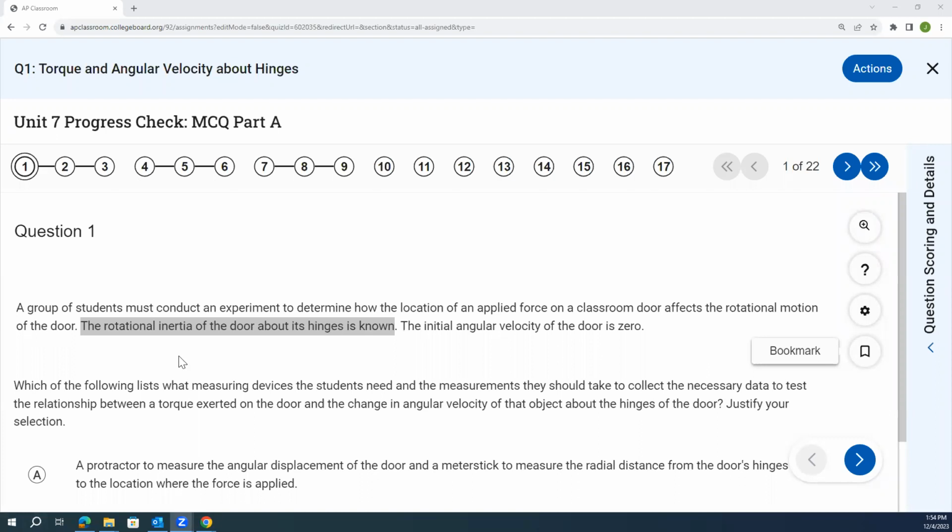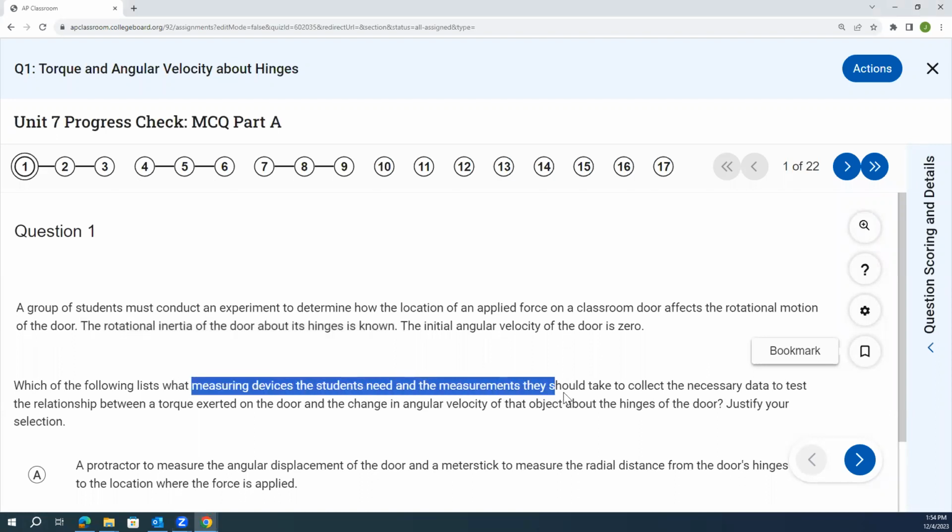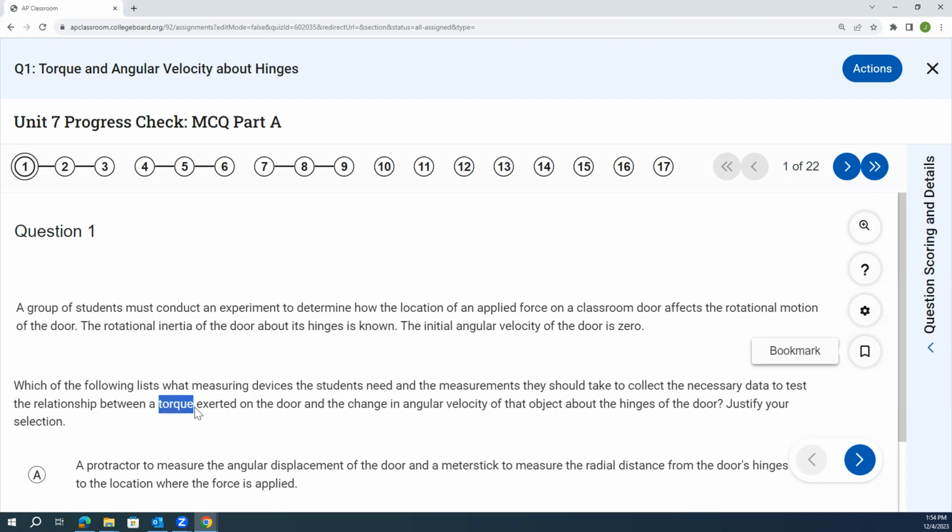Which of the following lists what measuring devices the students need and measurements they should take to collect the necessary data to test the relationship between a torque exerted on the door and the change in angular velocity about the hinge of the door? Justify your selection. You guys have seen plenty of questions like this. You know AP likes these kinds of questions, right? They're students trying to figure something out. What measuring tools do they need?